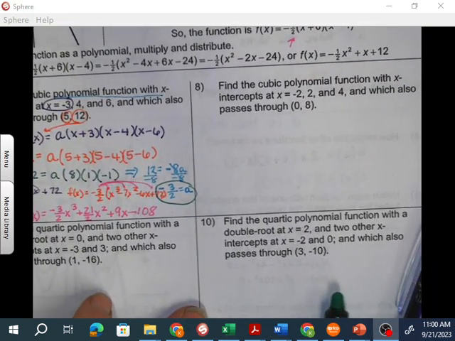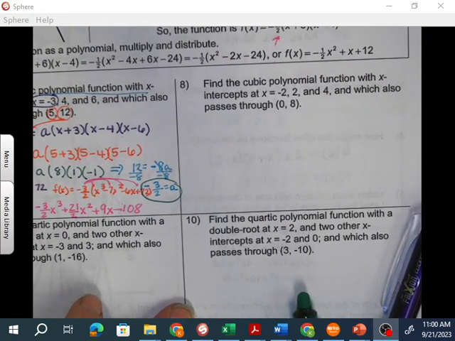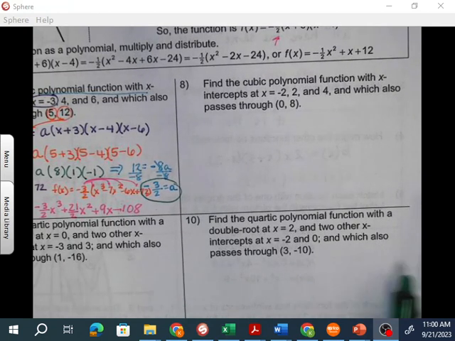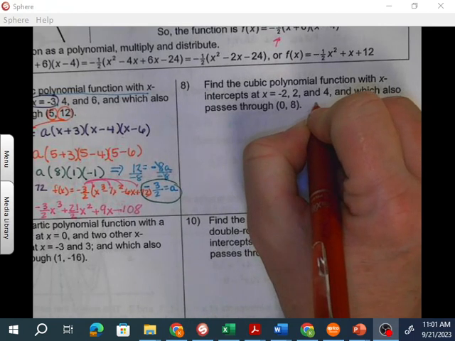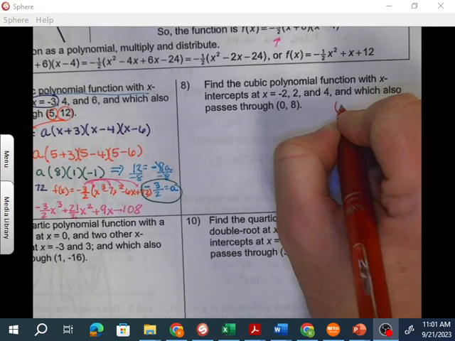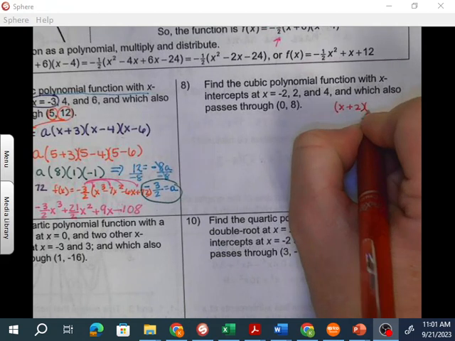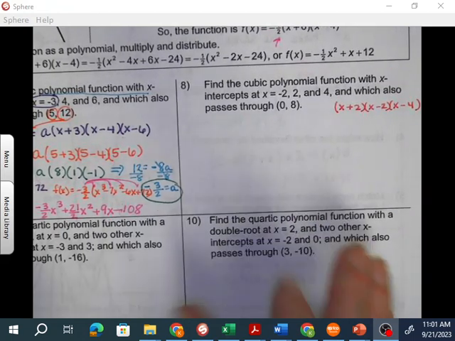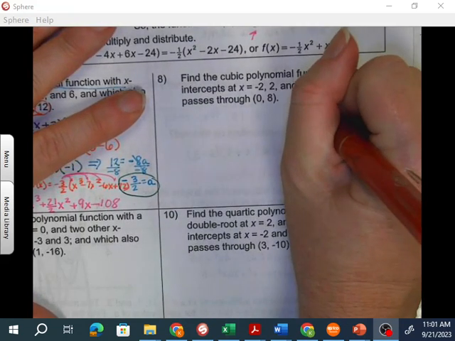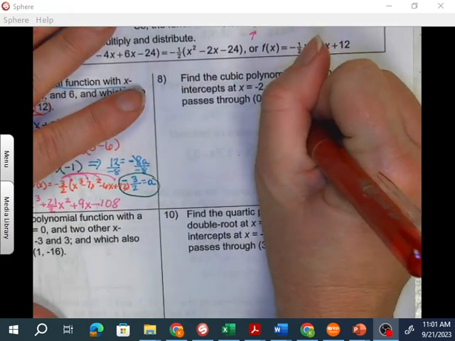Okay. Number 8. It's cubic. I got 3 x-intercepts. Write them as factors first. So go ahead and write them as factors. So as factors, they should be x plus 2, x minus 2, x minus 4. Is everybody good that far? All right, a in the front, and that equals f of x.